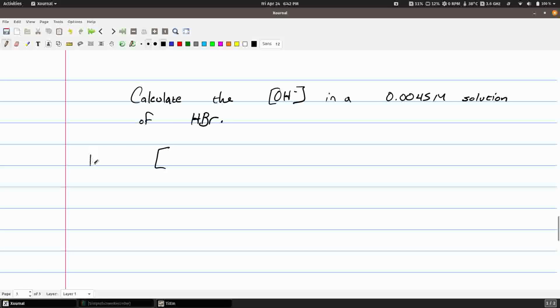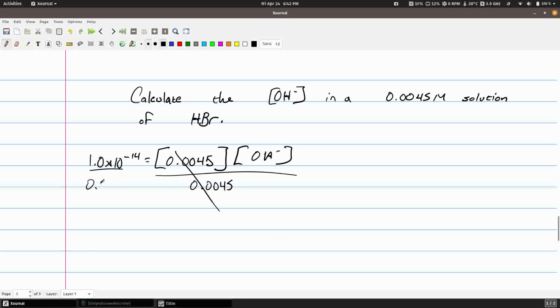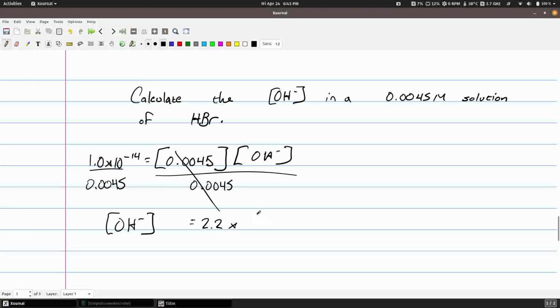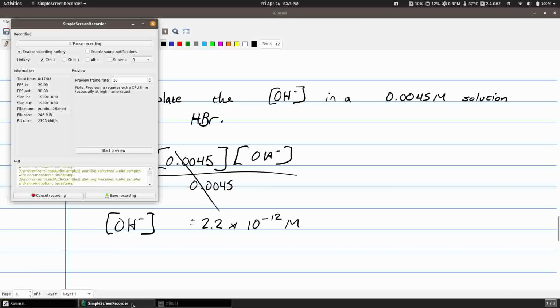So 1.0 times 10 to the negative 14 is equal to 0.0045, let me fix this, times OH negative. Once again, we divide this out, so we're left with OH negative on this side. Our answer for hydroxide concentration is going to be 1.0 times 10 to the negative 14 divided by 0.0045. So our answer, surprisingly, because I think I already did this, is 2.2 times 10 to the negative 12 M. And that's pretty much it for how to calculate these.